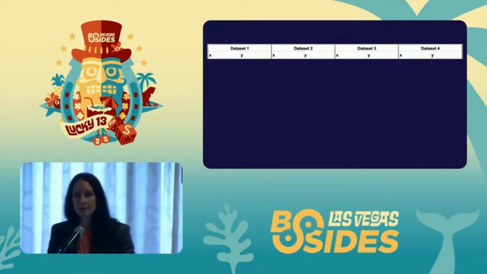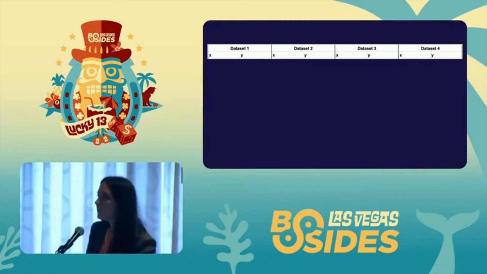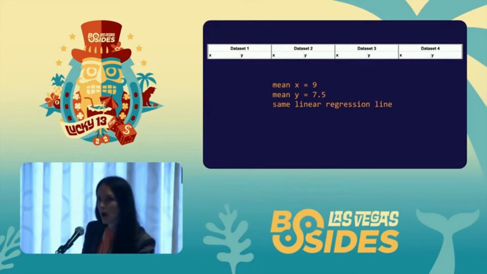So let's do a little thought experiment. Imagine I give you 4 data sets, and they all have the same summary statistics. Each of the data sets has an X and a Y column, and there are 11 observations or rows in each of these data sets. And column X of each of these has the same mean. Column Y also has the same mean. And if you were to fit a linear regression to these, they would also have the same regression line. So they're functionally the same, right? Like I could probably treat these data sets as equivalent.